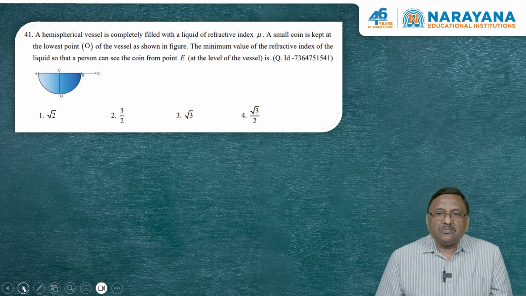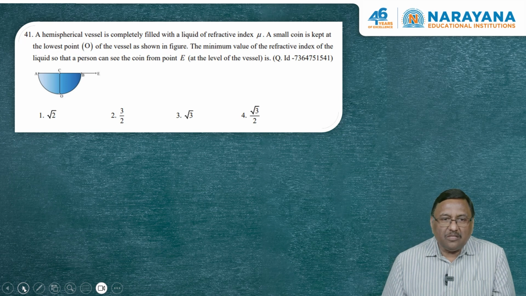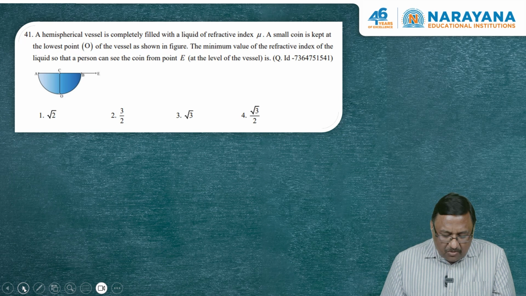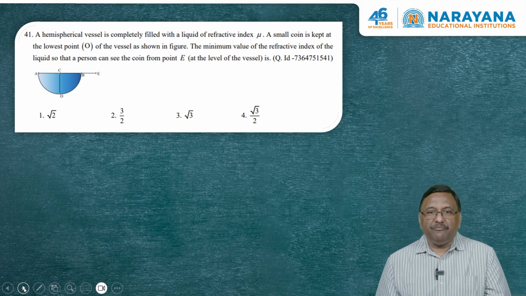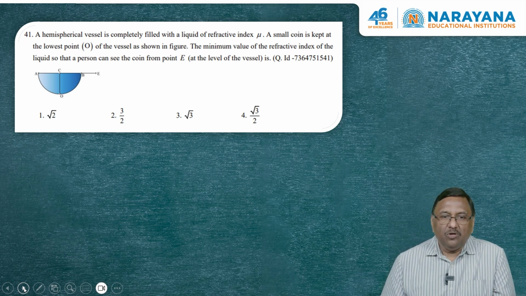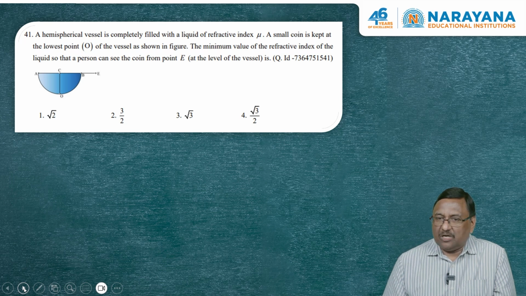Again, this is a question based on your ray optics. This is the second question we are going to get in ray optics; one they have asked on the prism, now this one. Let us read the question now. A hemispherical vessel is completely filled with a liquid of refractive index mu. A small coin is kept at the lowest point O of the vessel as shown in the figure. Got it? The minimum value of refractive index of the liquid so that a person can see the coin from the point E, is what he is asking.